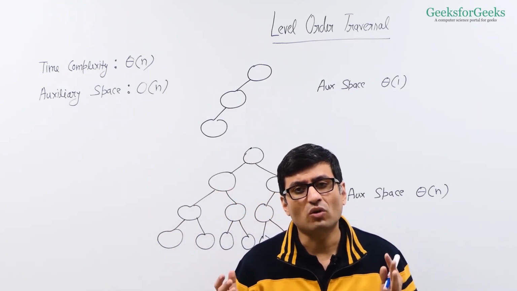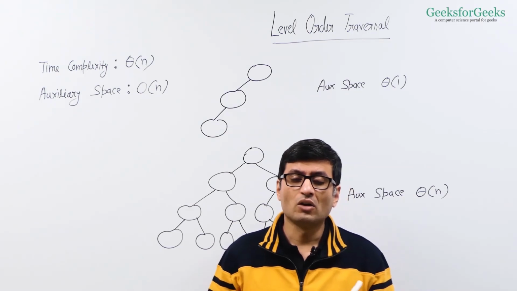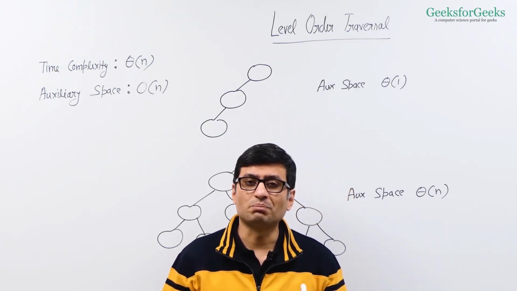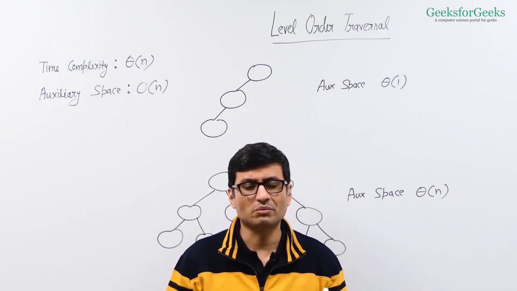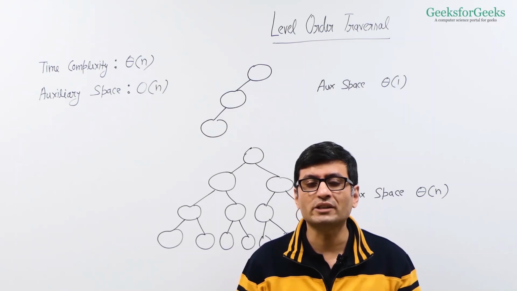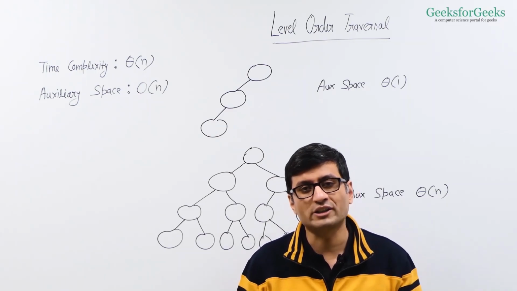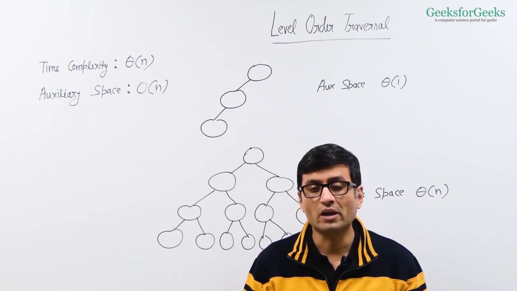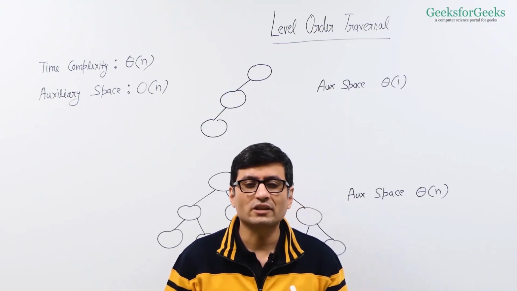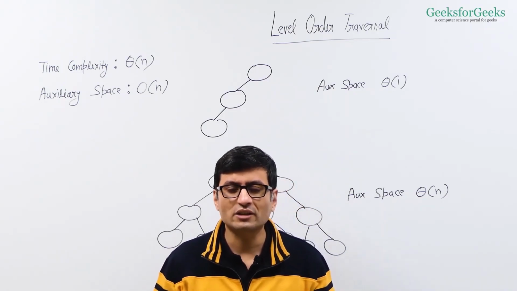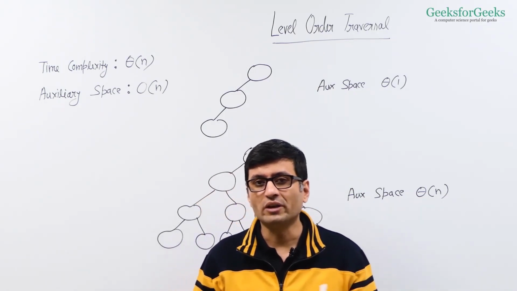Now what is the auxiliary space requirement? Auxiliary space requirement is big O of n. Here I am using big O because sometimes the auxiliary space is going to be constant and sometimes it's going to be theta n. Auxiliary space is equal to the queue size. Now how big queue you need?